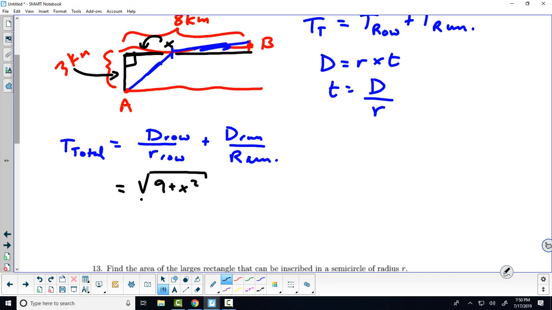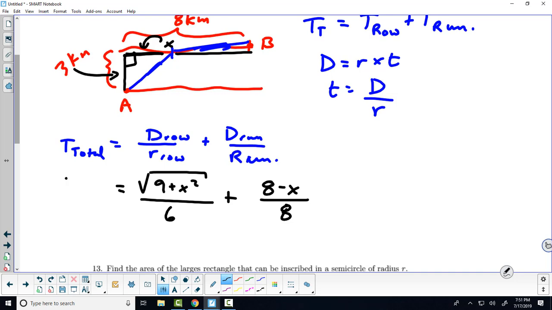All over the rate at which you row. How fast do you row? I think we said that you row 6 kilometers per hour. Plus, then if x is the distance where you landed, how far do you have to run? You've got to run a distance of 8 minus x. To be honest, I think it's silly to take the time to call that y and then substitute in the constraint that x plus y is 8. Okay? So that's where the constraint of this problem comes in. All over the rate at which you run. How fast do you run? 8 kilometers per hour. Okay.